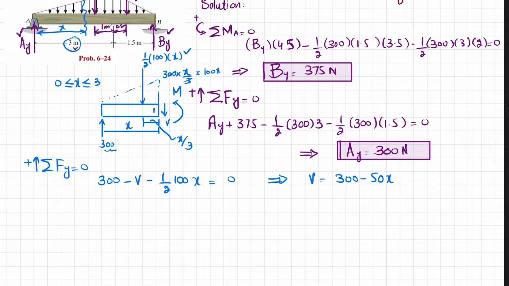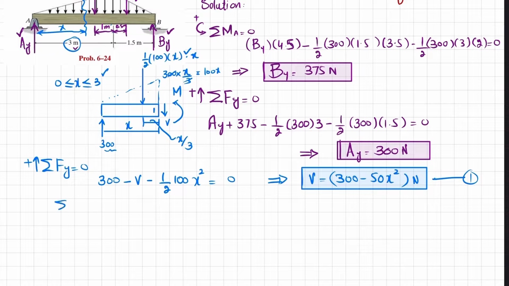Okay, so this is 100x into x, I forgot to multiply by x over here. So this is 100x square, and so this is 50x square as well. So this is the equation of shear force for x greater than 0 and less than or equal to 3. This is your equation number 1, and its unit will be Newton.